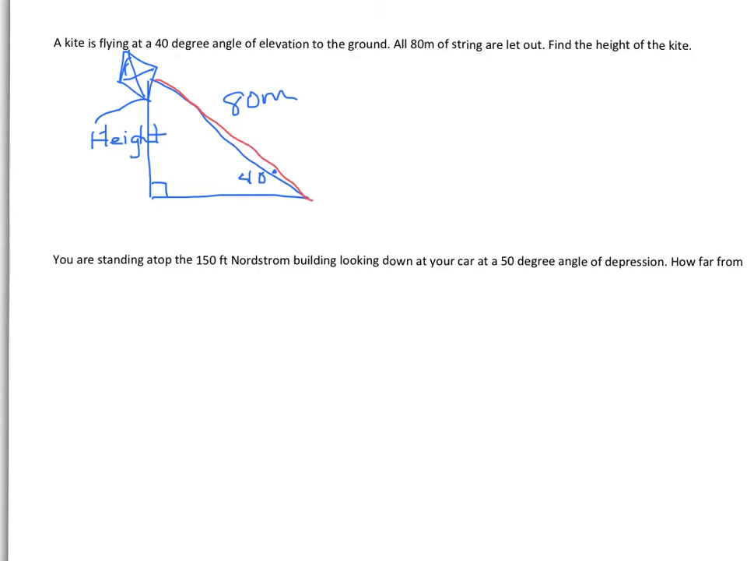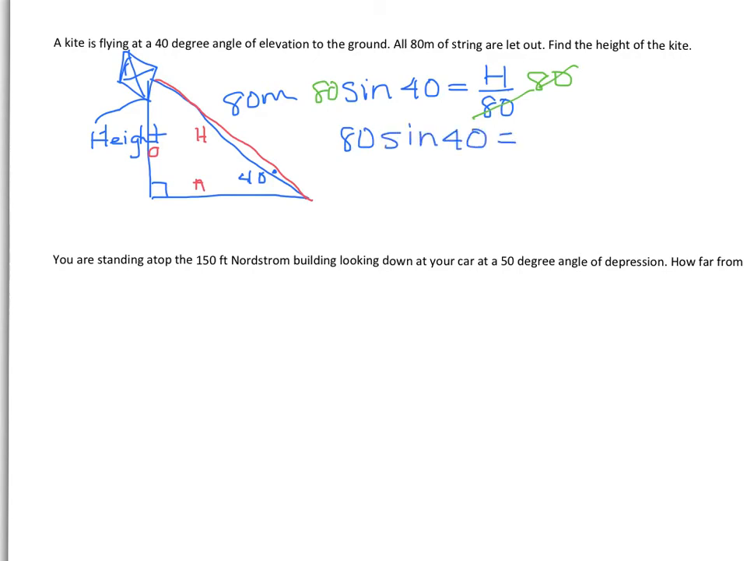So once again, on the inside of my triangle, I can put my relationship. That's opposite. This is adjacent. That's hypotenuse. So opposite and hypotenuse go with your sine, your SOH CAH TOA. So we're going to go the sine of 40 degrees is the height over the 80 meters. And again, to solve for your height, you're going to multiply both sides by 80. That isolates your h. So on your calculator, you can go 80 sine 40, and that should give you approximately, if you're doing it to the nearest meter, we can say 51 meters.